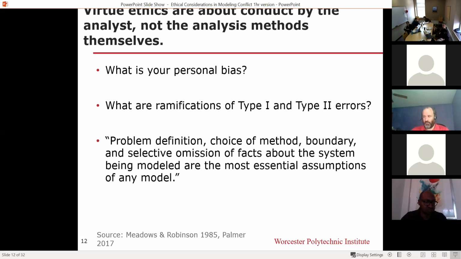This is a quote from Meadows, taken from an article by Erica Palmer. Problem definition, choice of method, boundary, and selective omission of facts about the system being modeled are the most essential assumptions of any model. So in a way, we as modelers have a huge ethical choice, whether we realize it or not, on our own, which means we have to be very conscious of our own biases, prejudices, gaps in information, or misunderstandings, and rigorously question that ourselves as well as our colleagues.